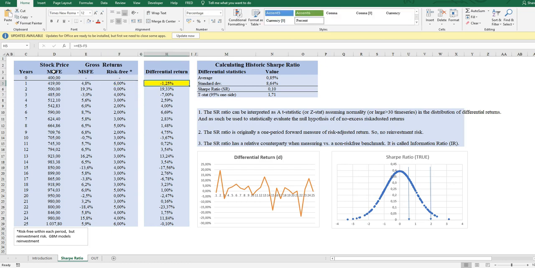Now we have the time series. We need to calculate the differential return, a factor D, as Sharpe denoted it in 1994 in his article, and it's here. So the time series D. So for instance, in year 5, the Microsoft stock outperformed by 4 percentage points the return on the risk-free asset.